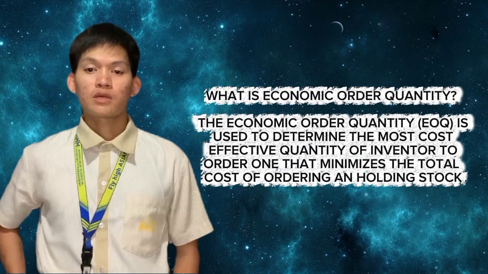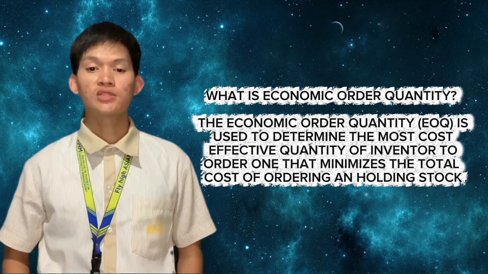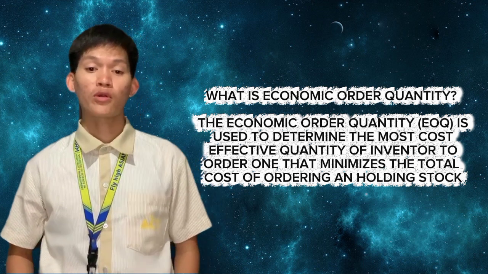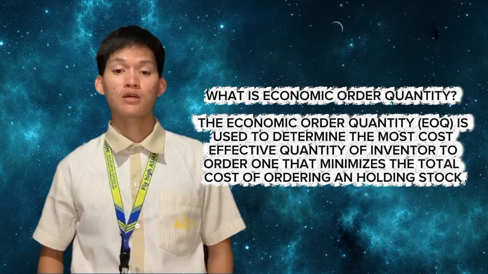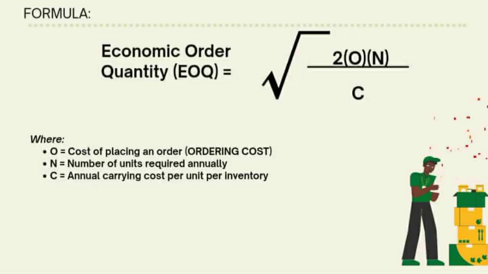So what is economic order quantity? The economic order quantity, or EOQ, is used to determine the most cost-effective quantity of inventory to order, one that minimizes the total cost of ordering and holding the stocks. Here is the formula of EOQ, where O is the cost of placing an order or ordering cost, and N is the number of units required annually. And lastly, C is the annual carrying cost per unit of inventory.